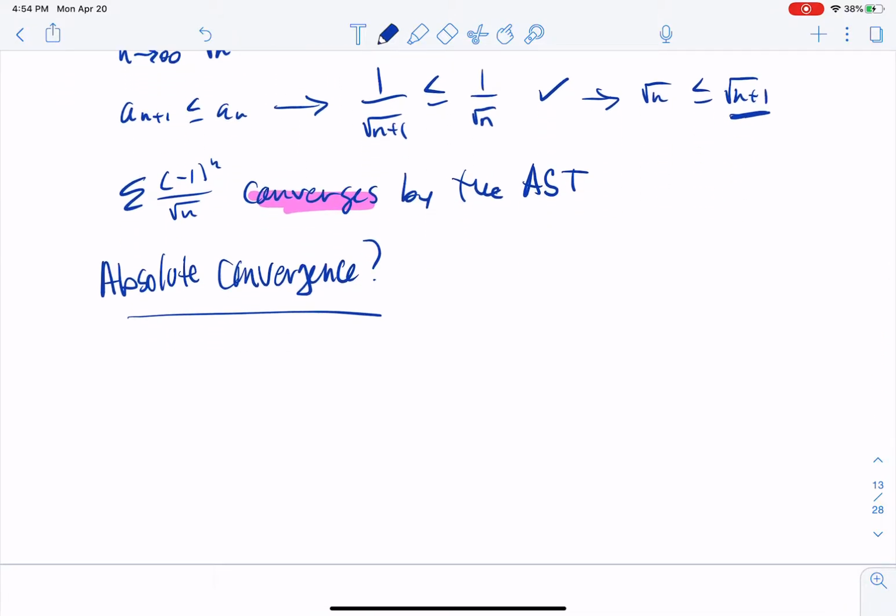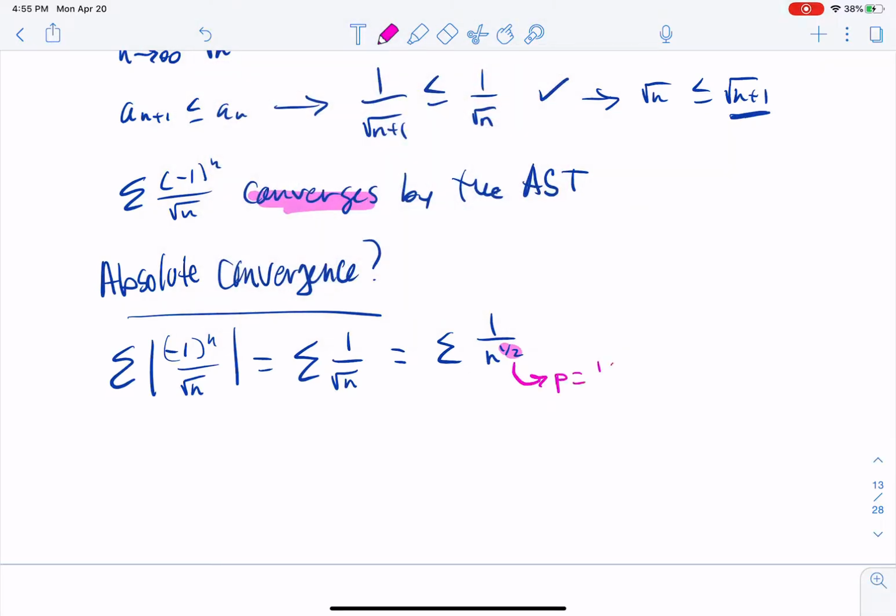We're going to go the sum, absolute value of -1 to the n over the square root of n. Well, that will be equal to, it's just going to get rid of the alternator up there, 1 over the square root of n, which, if you prefer, is the same thing as 1 over n to the 1/2. And that's a p-series. Our p is equal to 1/2, which is less than 1, which means this thing diverges. Divergent p-series.